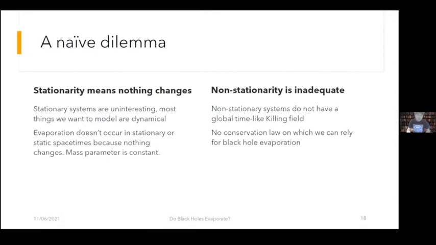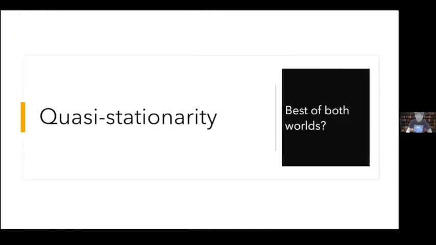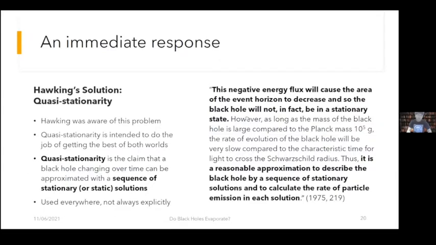Sorry, this is basically what I just said. The mass parameter is constant here, and on the other side it is not constant, but why would we think that there will be evaporation to begin with? So quasi-stationarity is used first by Hawking, I think, at least in response to this sort of problem. He was aware in 1975 of this problem, and he intended quasi-stationarity to get the best of both worlds. Quasi-stationarity is a claim that a black hole changing over time can be approximated by a sequence of stationary or static solutions, depending on whether the black hole is rotating or not, charged or not, and so on.